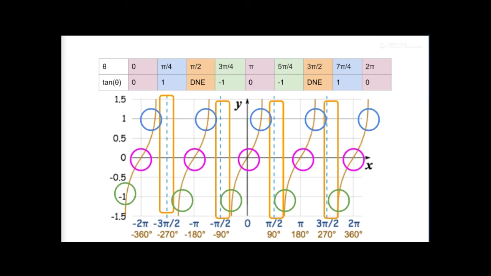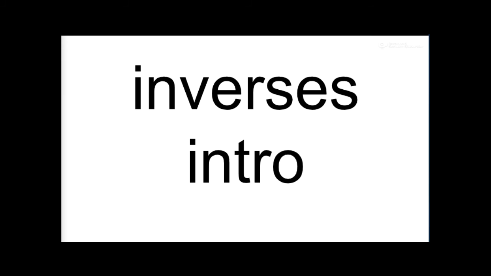Now, tangent isn't continuous like sine and cosine, but it does still have a period. It continues to repeat as many times as you go around the unit circle to graph it.